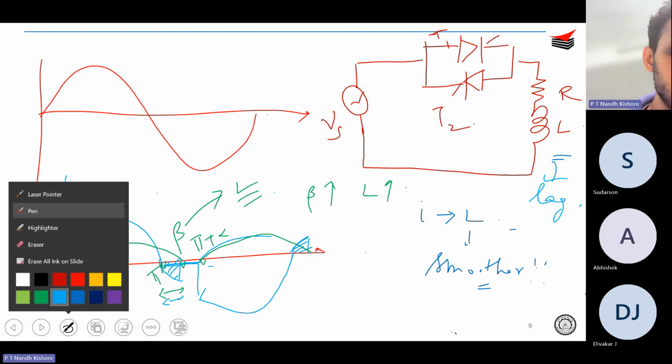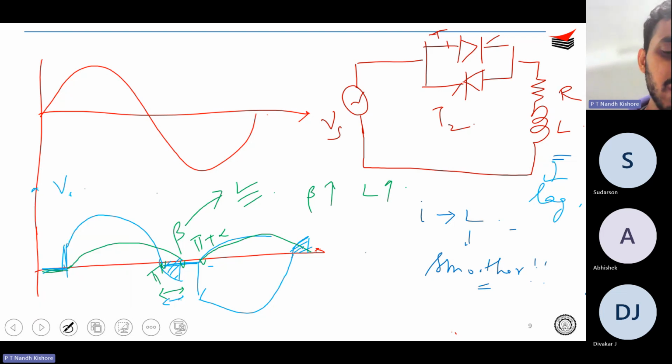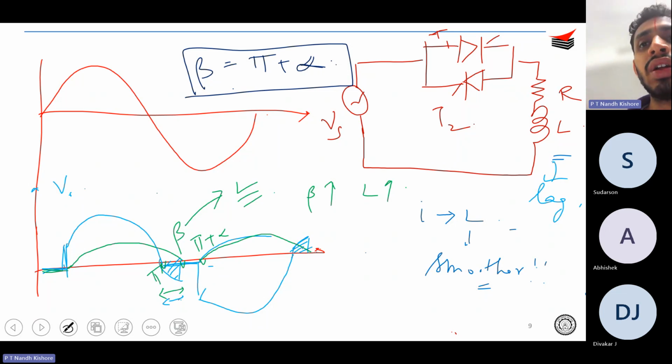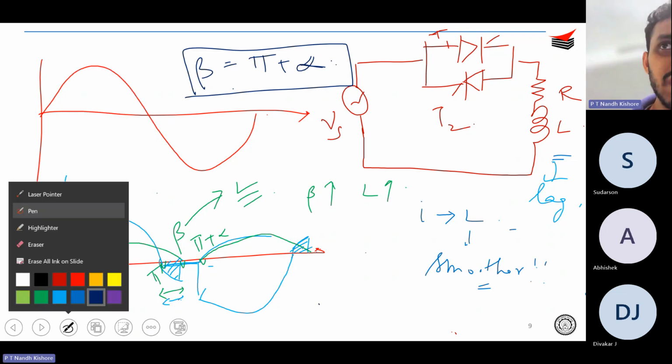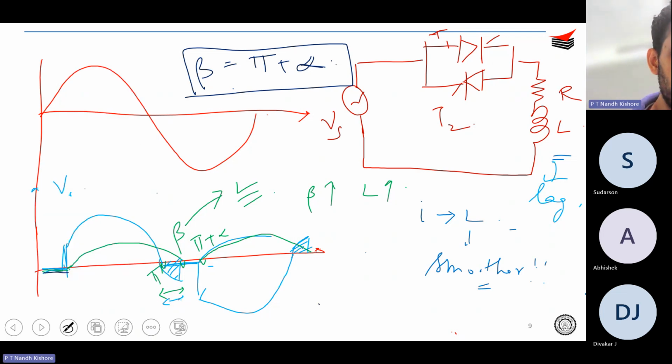Now there comes a point when your L is so large that beta equals pi plus alpha. There will come a value of L when beta is equal to pi plus alpha. From that moment on, your inductor current will be continuous, right? So your inductor current is going to be something like this. This is what will happen if your L is too large.